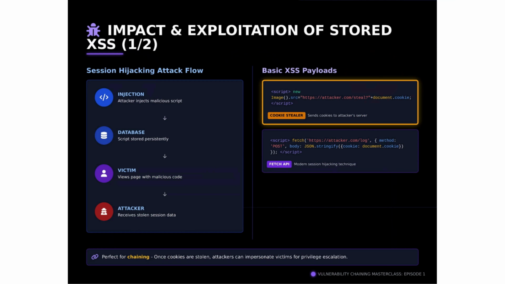The flow looks like this. Attacker injects the script, it's stored in the database, the victim views the page, and the attacker receives stolen session data. Even a basic cookie stealer is enough to hijack sessions and impersonate victims. For chaining, this persistence is critical because it lets attackers maintain access until they can move to the next step.